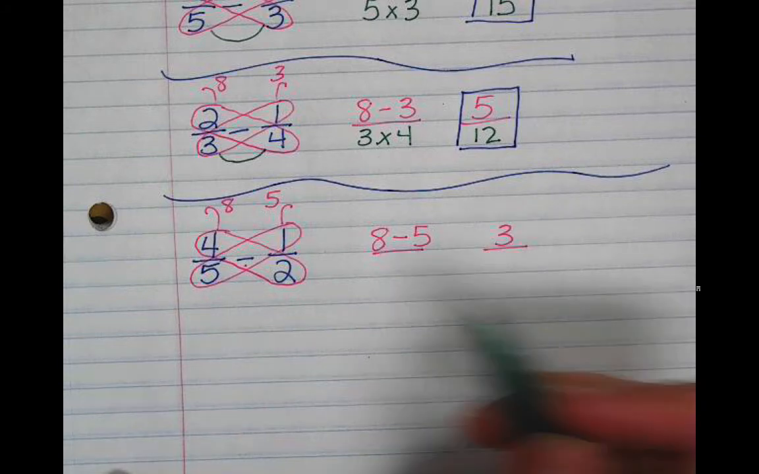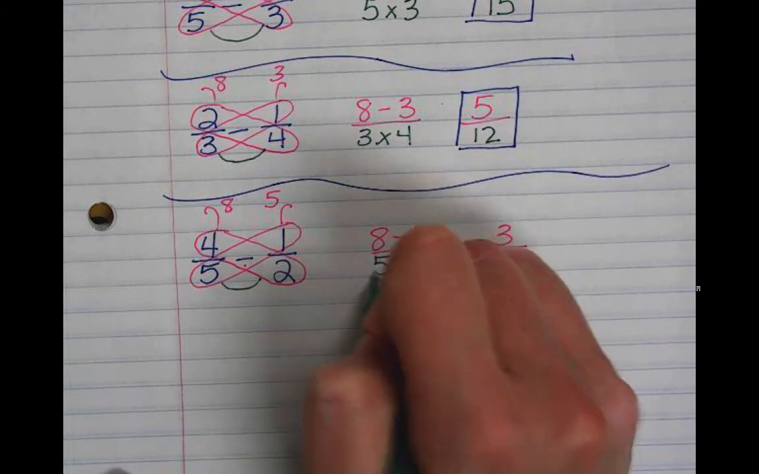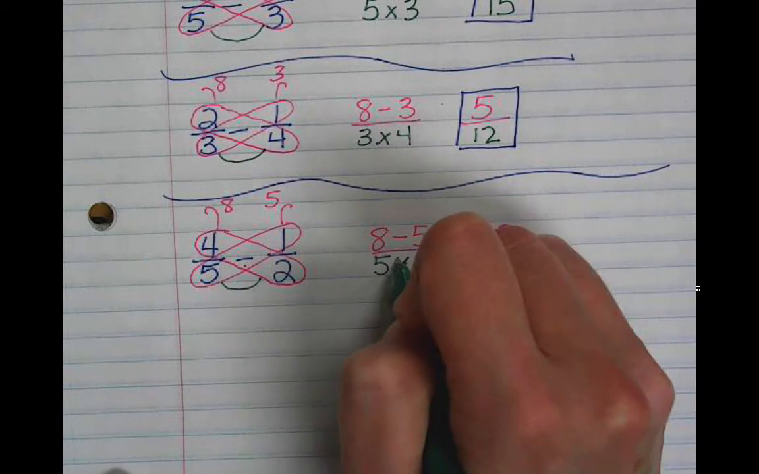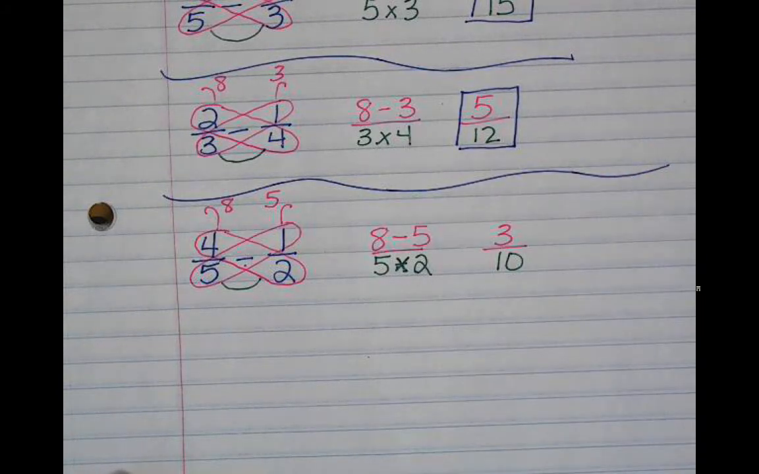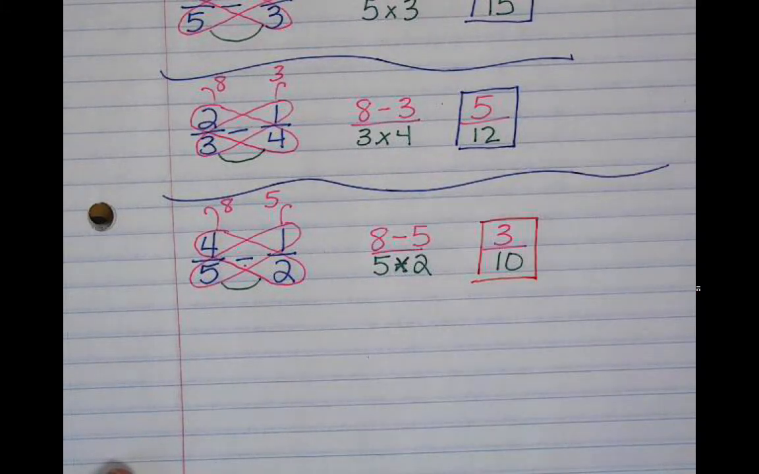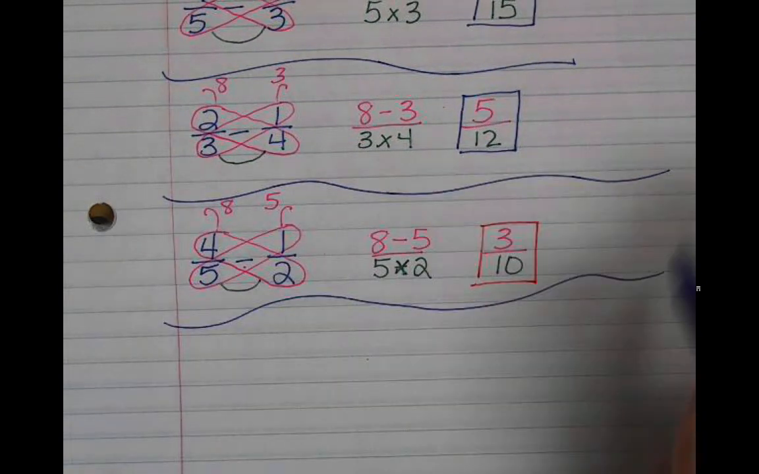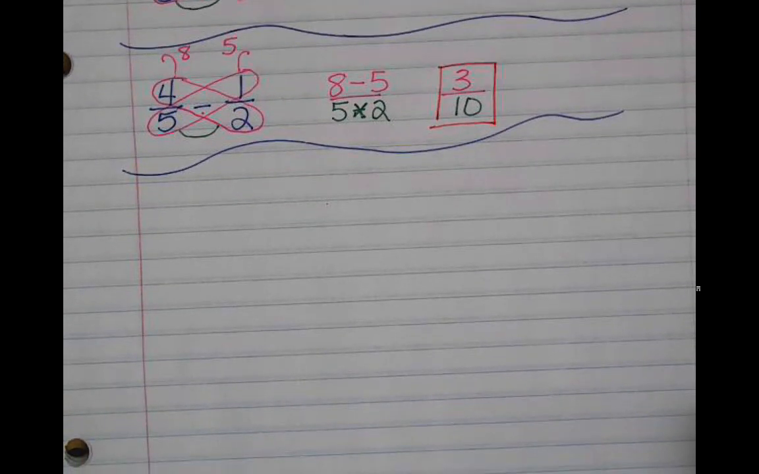To get our denominator, we're going to multiply our two denominators. So 5 minus 2, or 5 times 2, sorry. So 5 times 2 is 10. And can we simplify 3/10? No, we cannot. So that is our final answer. All right, we have 2 more left.